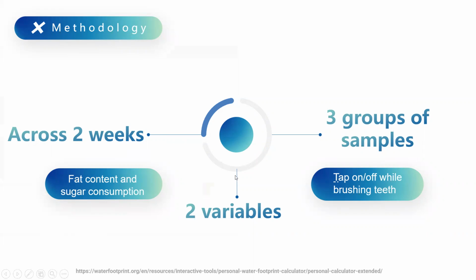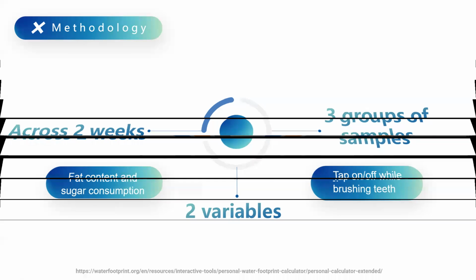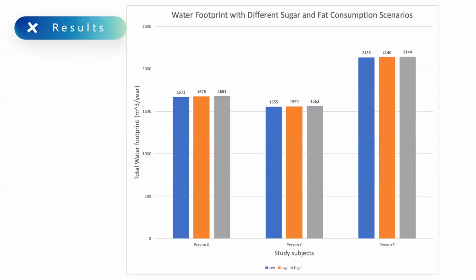The data was collected through the official website of the water footprint organization, which has a tool called the personal water footprint calculator, and we used an extended water footprint calculator to get the results. You just record your daily food intake and your daily water usage, and you get a result of your water footprint for each year. So these are our results.